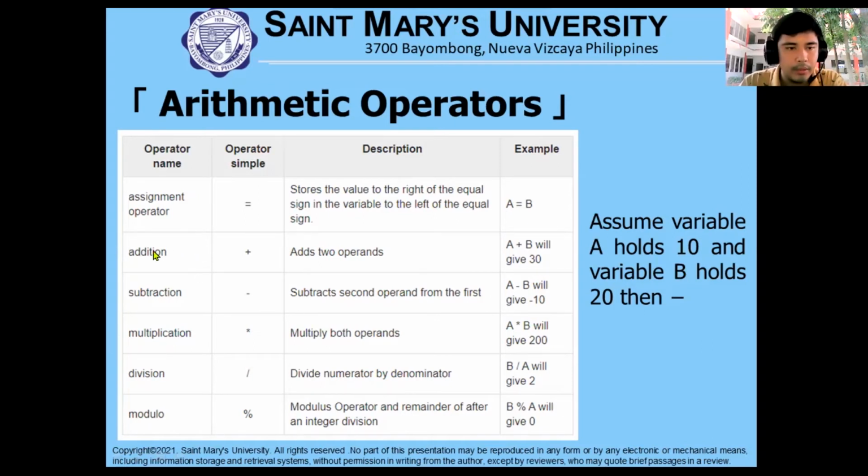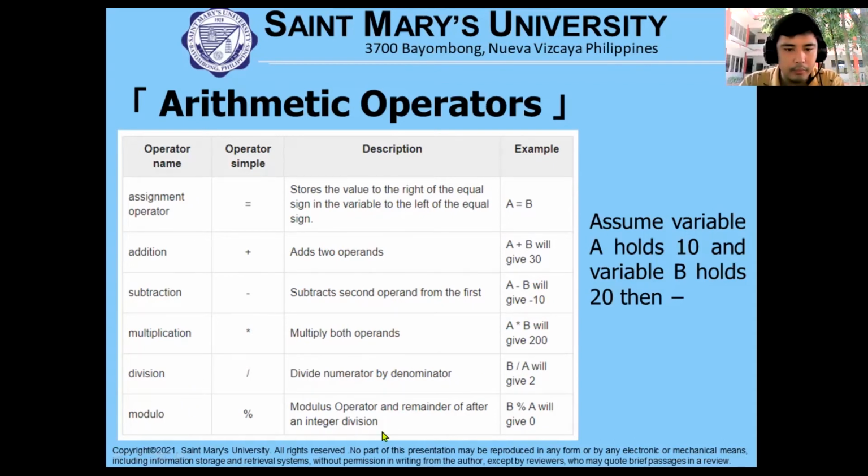Continuing with the second row here, the operator name is addition. It has the symbol plus, and it adds the two operands. So 10 plus 20 is 30. Simple. Next one is subtraction. Same concept, subtract the second operand from the first. So 10 minus 20 is negative 10. Multiplication and division are as the name dictates.